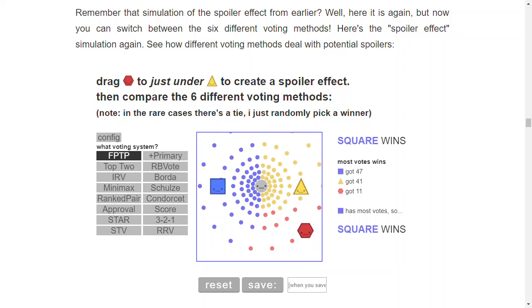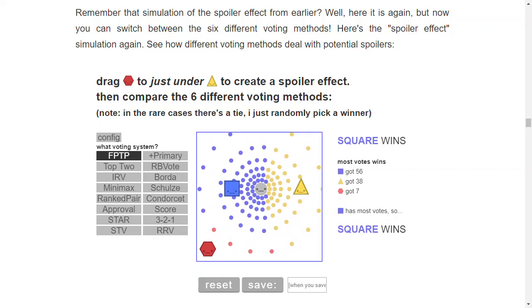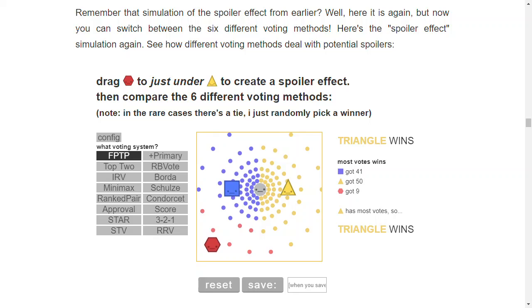So right now, square is winning. And if I move this red guy over here, triangle wins. So what's happening here? Red is a minor candidate. It's very far away from the population center. Blue and yellow are in a neck-and-neck race. They're pretty much tied. Red is going to cause a problem for whoever red is closest to. So if red is closest to blue, then yellow wins. If red is closest to yellow, then blue wins. So he's spoiling the election for the person he's closest to.